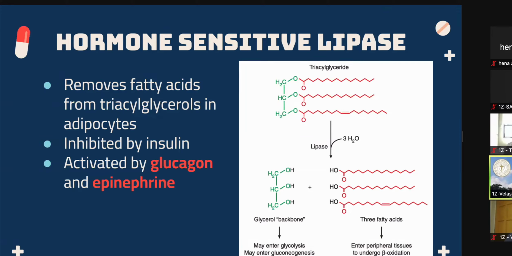So again, just bringing up this slide again. Hormone-sensitive lipase removes fatty acids from triglycerides, and this is an enzyme that is inhibited by insulin, and it's activated by glucagon and epinephrine. I just want to emphasize for this slide how it is activated by glucagon and epinephrine, and how to think about glucagon and epinephrine is that they tend to oppose the effects of insulin. Right, next slide.